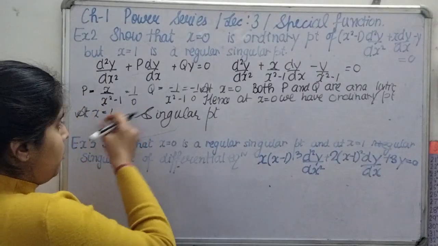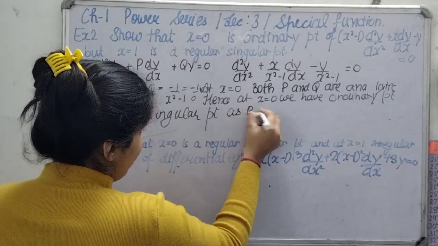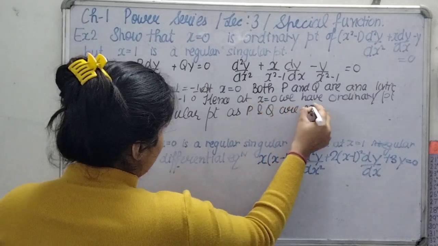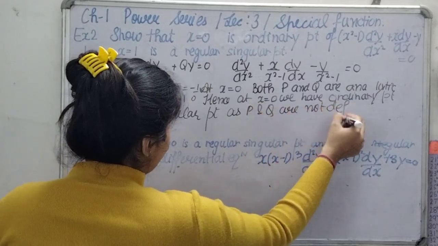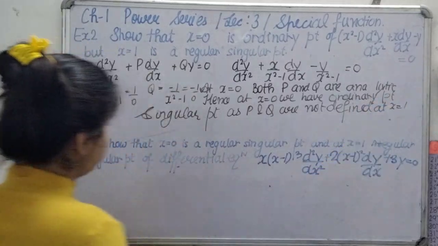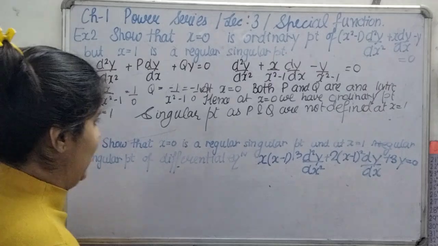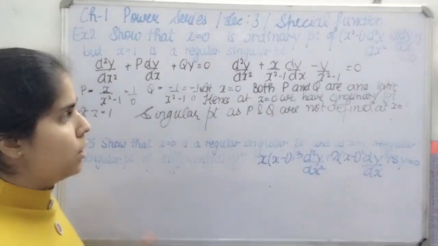Because at x is equal to 1, both p and q are not defined. You can write the reason as p and q are not defined at x is equal to 1. Now, from singular point we have two types, that is regular and irregular.